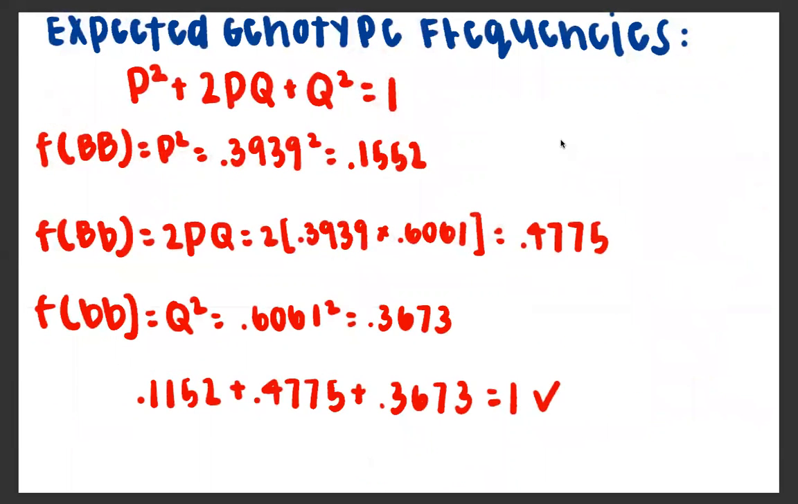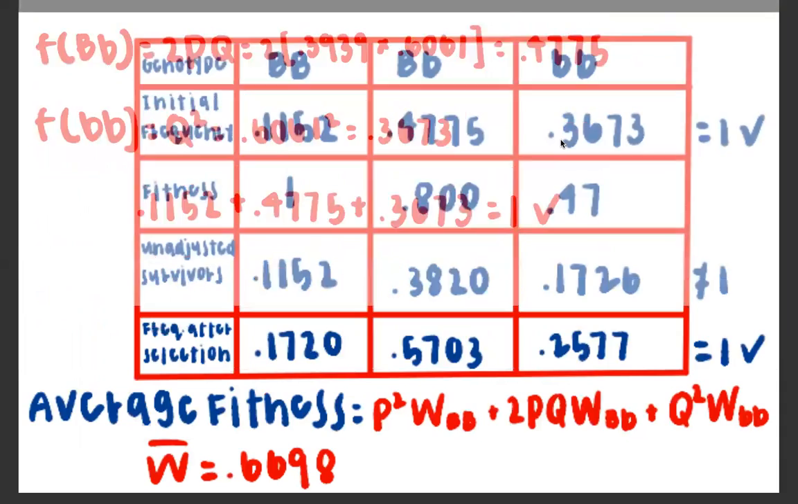Next, we need to find the expected genotype frequencies. This is when we use our equation of p squared plus 2pq plus q squared. Once we find these numbers, we total it up, and it should equal 1. If we get an answer of 1, that means their population is consistent with the Hardy-Weinberg equilibrium.